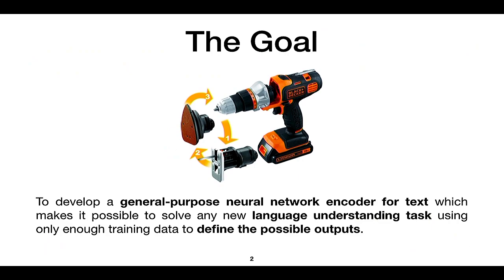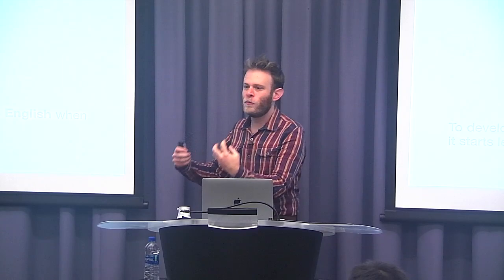So, this talk is oriented toward what I see as the goal for a pretty big chunk of NLP research these days. Let me try to distill this down. I think a lot of work is oriented toward trying to develop a general purpose neural network encoder for text, which makes it possible to solve any new language understanding task using only enough training data to define the possible outputs. So in this view, the purpose of training data in NLP, or at least labeled training data, is just to tell you what the task is. In other words, we're trying to develop neural network models that already understand English, or already understand your target language, before you start building a system for your task of interest.